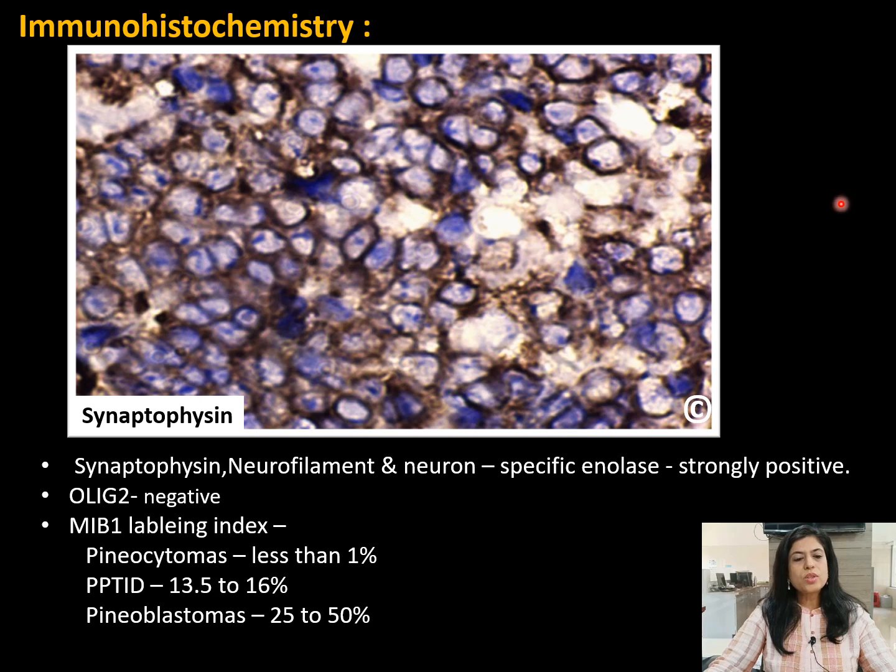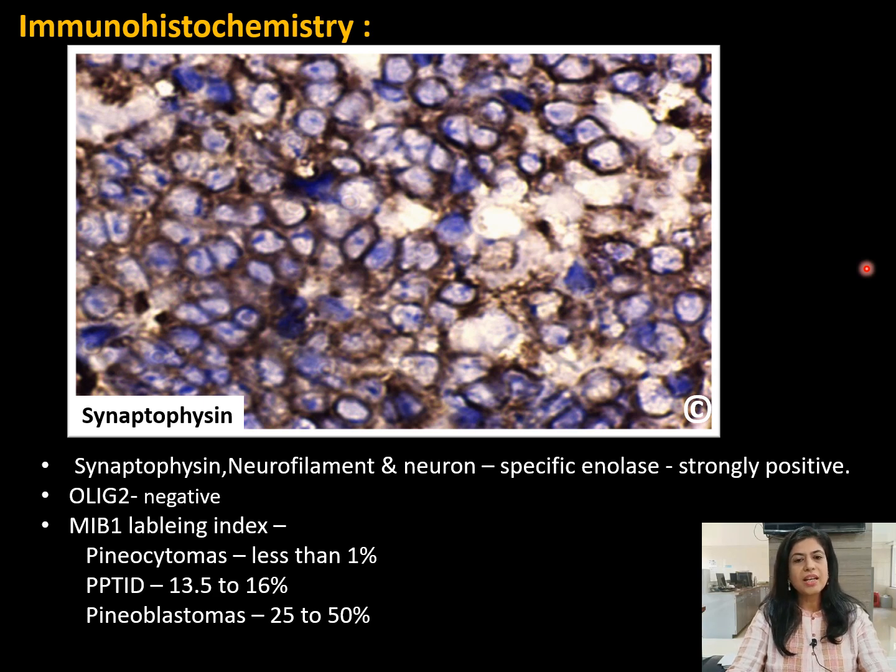We proceeded with immunohistochemistry, and you can see the synaptophysin here shows a strong positivity. Neurofilament and NSE are also strongly expressed in PPTIDs. These PPTIDs are NeuN negative, so they can be differentiated from the central neurocytomas, which are NeuN positive. Also, we need to check the imaging.